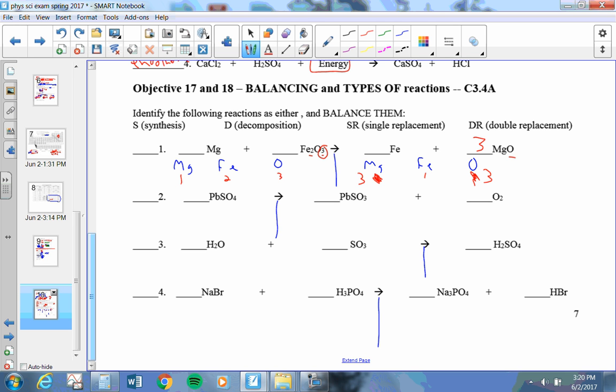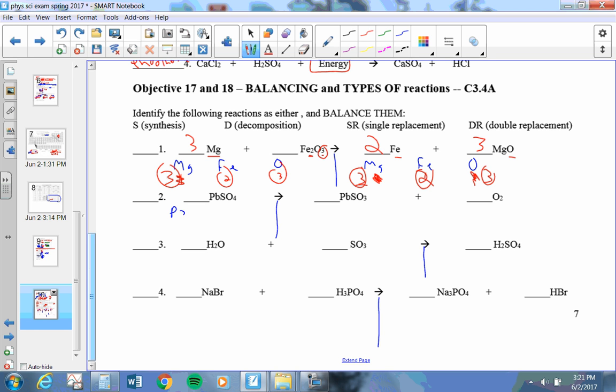For instance, I only have 1 Fe on this side, but somehow 2 on this side. You can't start with 2 and only end with 1. So I'm going to need to end with at least 1 more. And that is now balanced. Finally, you can't end up with 3 magnesiums if you only started with 1. So we must put a 3 there so that we have 3. 3, 2, 3 matches 3, 2, 3. That's now balanced.